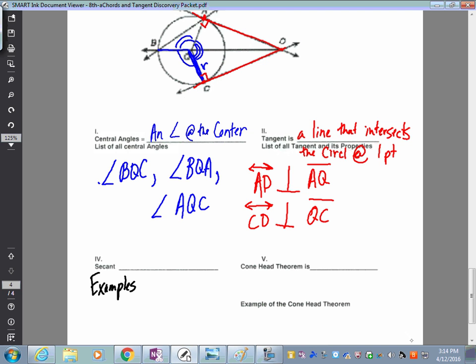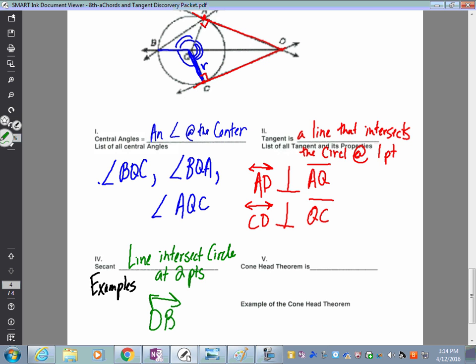What is a secant? What does a secant do? Line intersects, yes, a circle. Okay, what makes it different from a tangent? Because a tangent intersects a circle at 1 point. Yeah, a secant at 2 points. 2 different points. Okay. So we need to find a line that's going through the circle, intersecting the circle at 2 points. Yeah, DB will work. So we write D, B, put the line symbol above it.